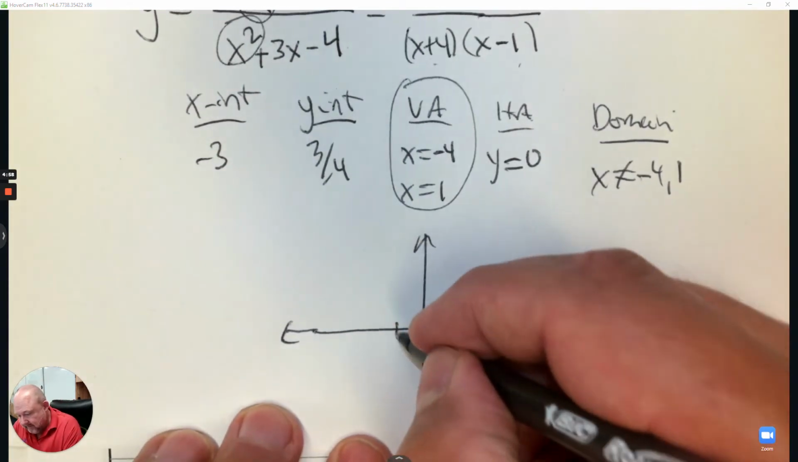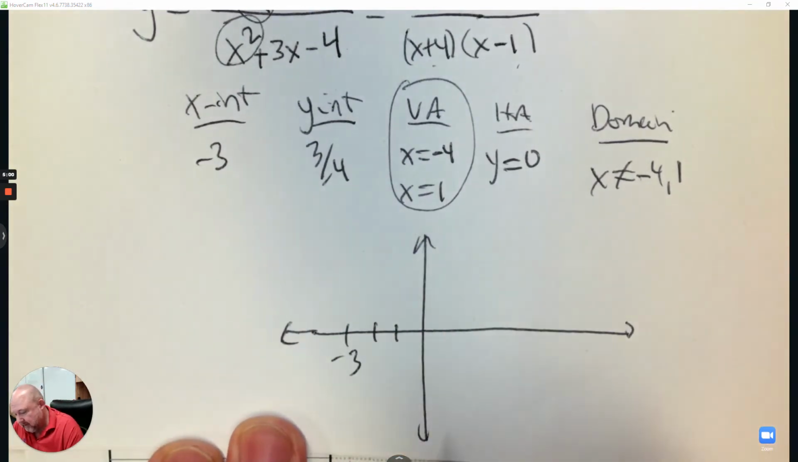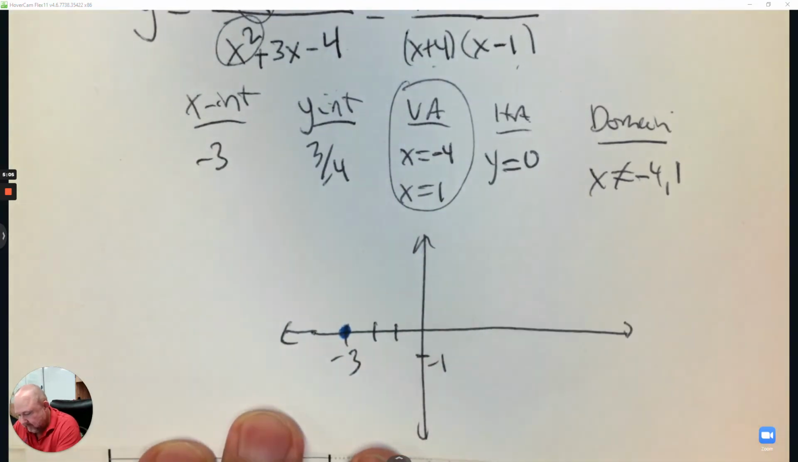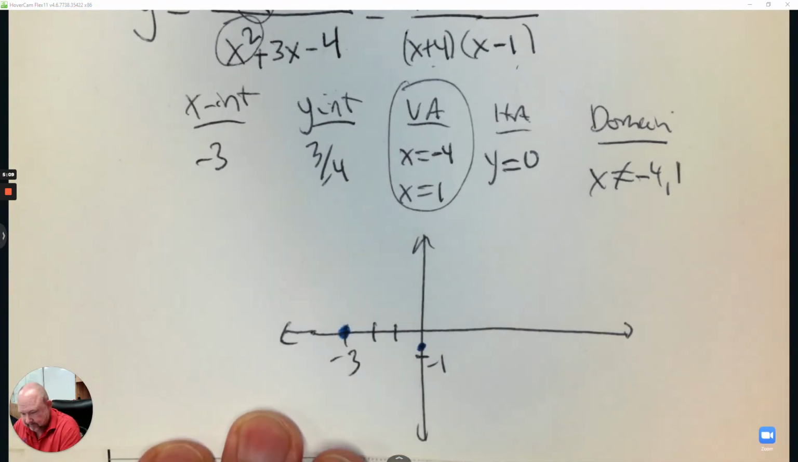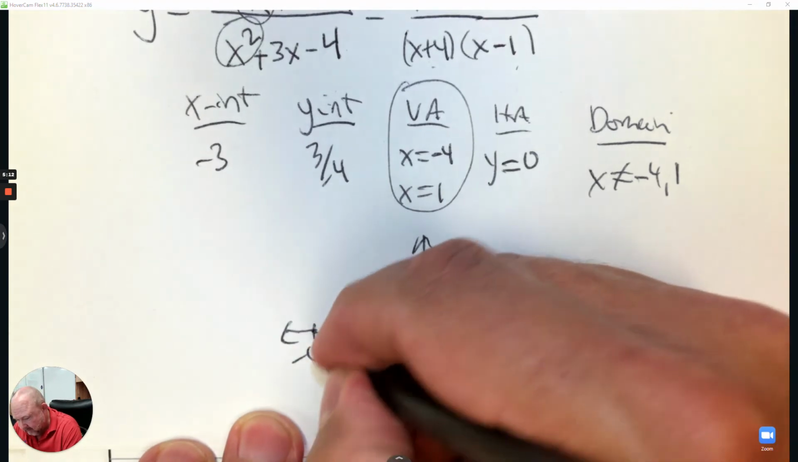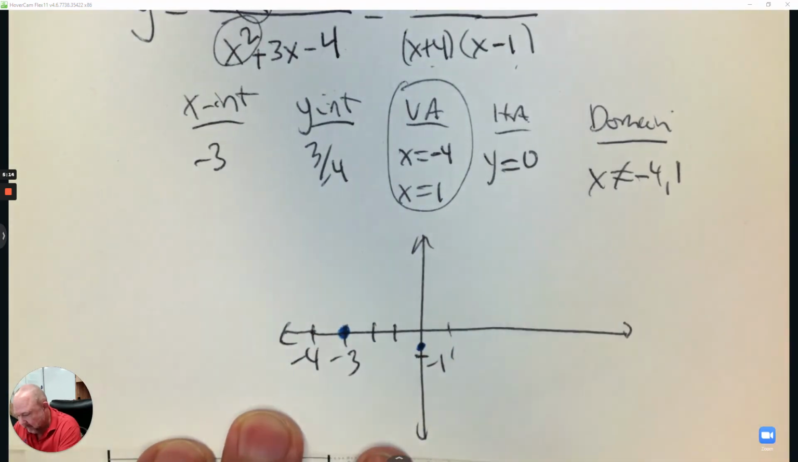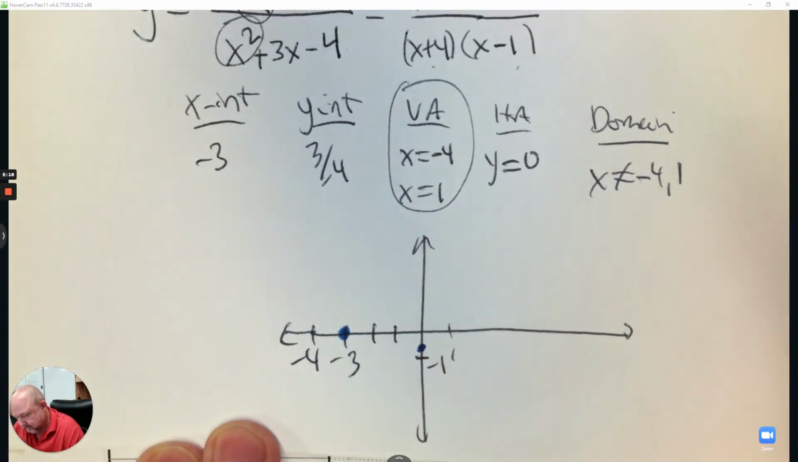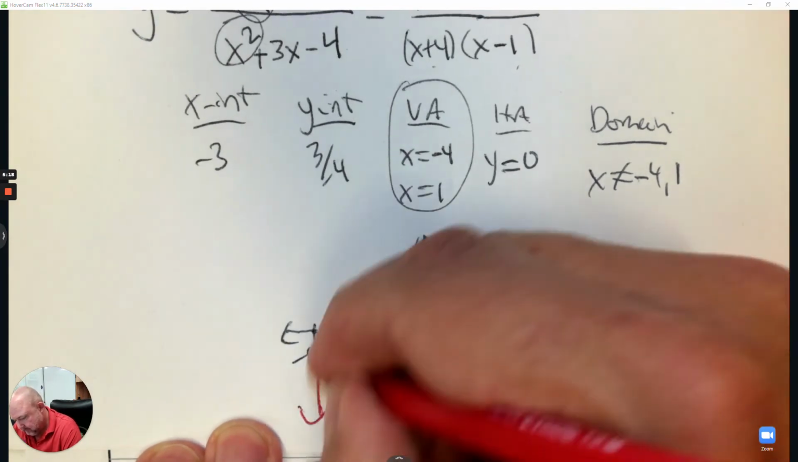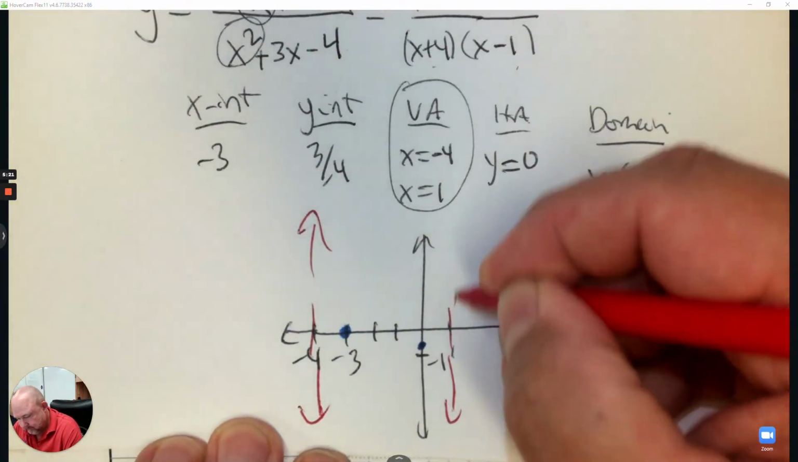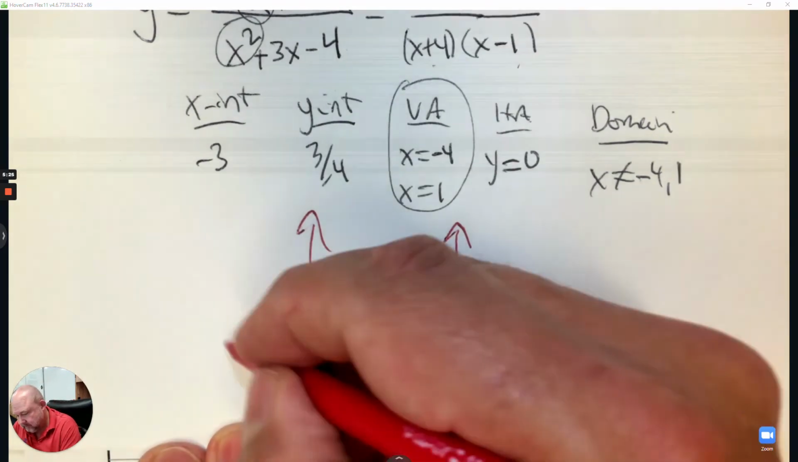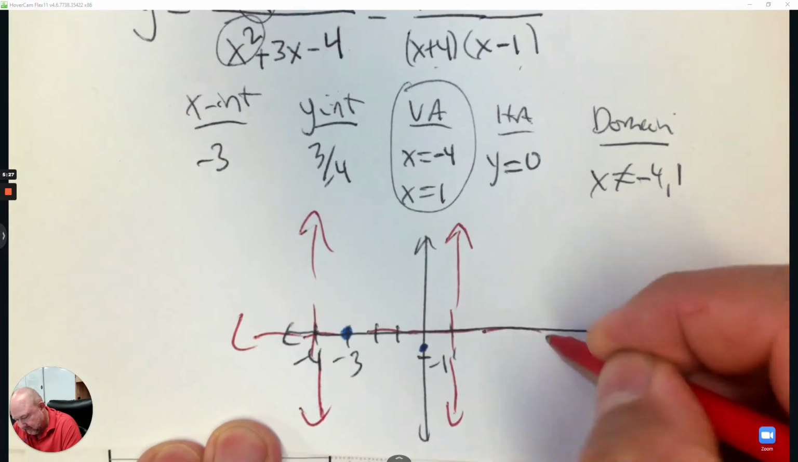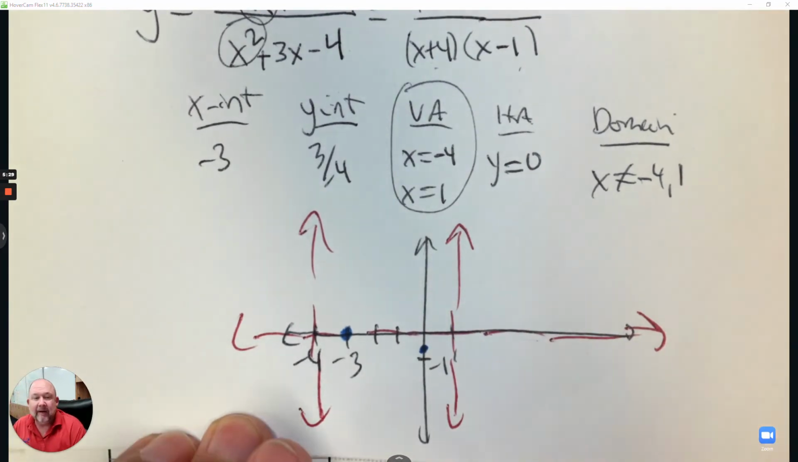So I'm going to start with the intercepts. So I'm going to start with -3 and -3/4, which I know is not quite -1. So right there, estimate it. Our vertical asymptotes, we have one at -4 and +1. And then the horizontal asymptote, which is at 0. That's right over the axes. And now we're ready to graph.